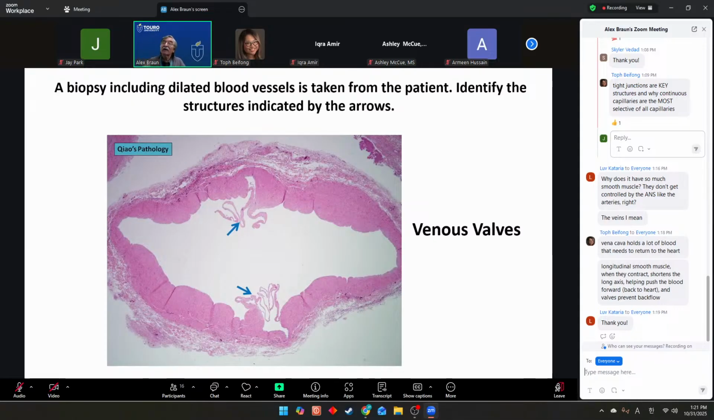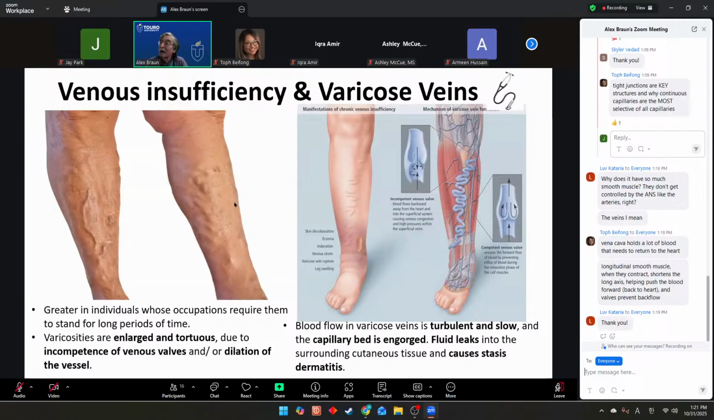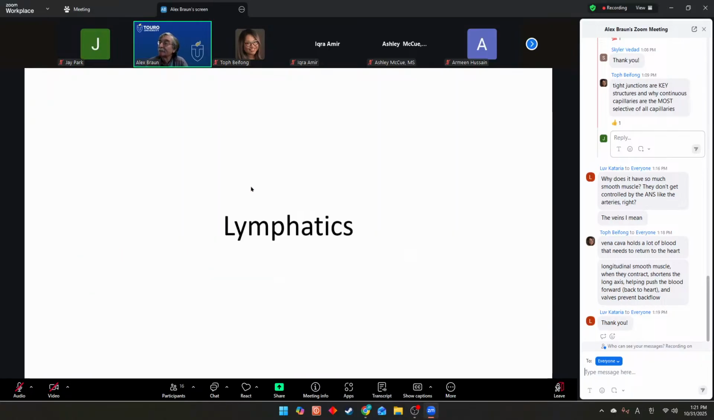So important to realize that veins have valves. Our arteries don't have valves, capillaries don't have valves, veins have valves. And that's what we're seeing here. The valve of a vein is also an elaboration of the intima of a vein, just like the inner layer of the heart, the endocardium, is where the heart valves come from. Well, the valves of veins come from the intima, the inner layer of the veins. Here we see a little bit more about varicose veins.